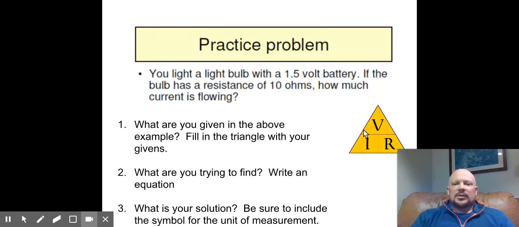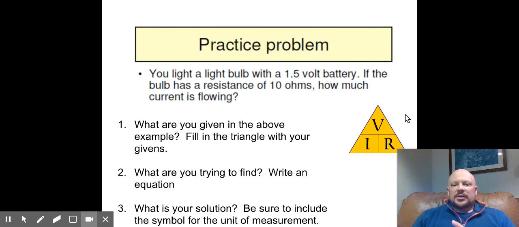All right, so let's look at one more here. A light bulb with a 1.5 volt battery. So if we look at our chart, volts is voltage. It's going to be V. And so 1.5 is going to go right here in the top of our triangle, 1.5. It has a resistance of 10 ohms. All right, so now resistance is R. So we can put 10 right down here in the bottom of our triangle.